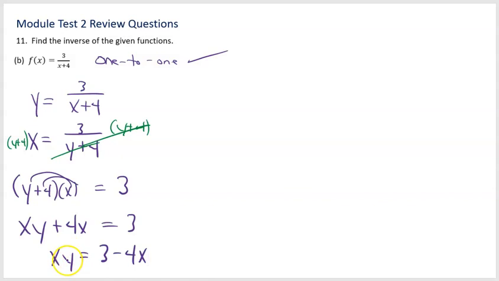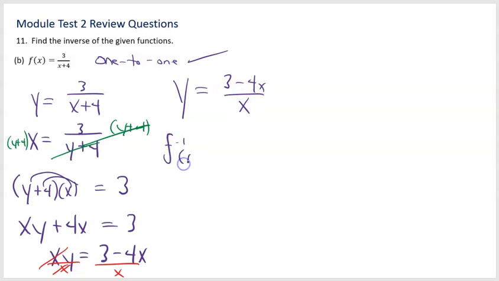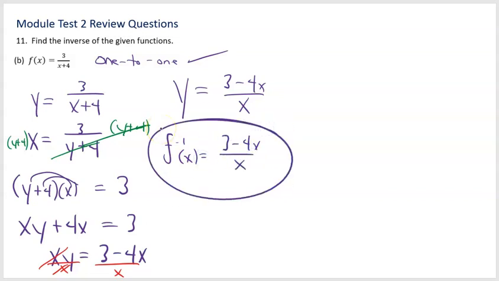And then I'm solving for y, so let's divide everything by that x. Just like that. So then my final result is y by itself equals 3 minus 4x over x. And I'm supposed to write it in proper notation, so it'll be f inverse of x is equal to 3 minus 4x over x. Now that's probably my answer, but I should check my work.